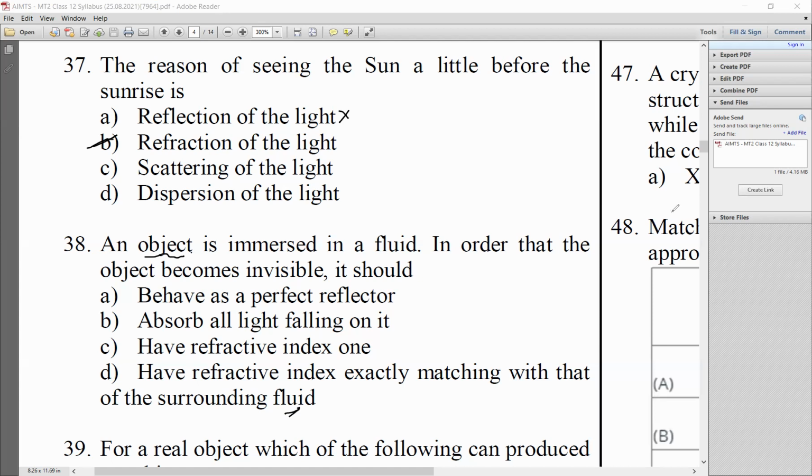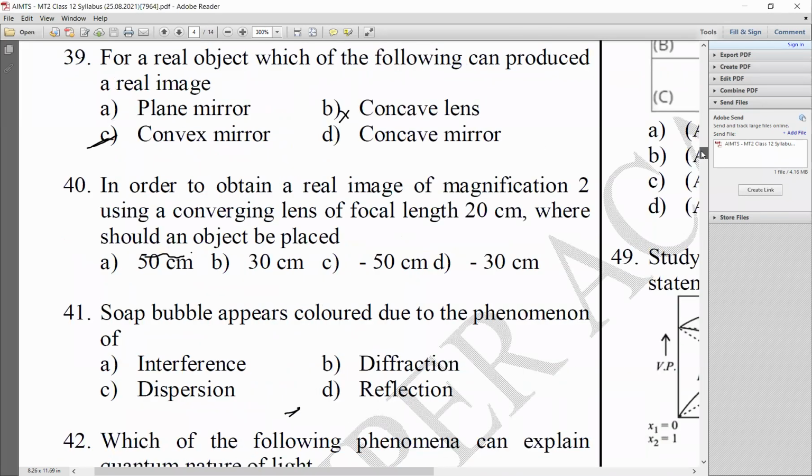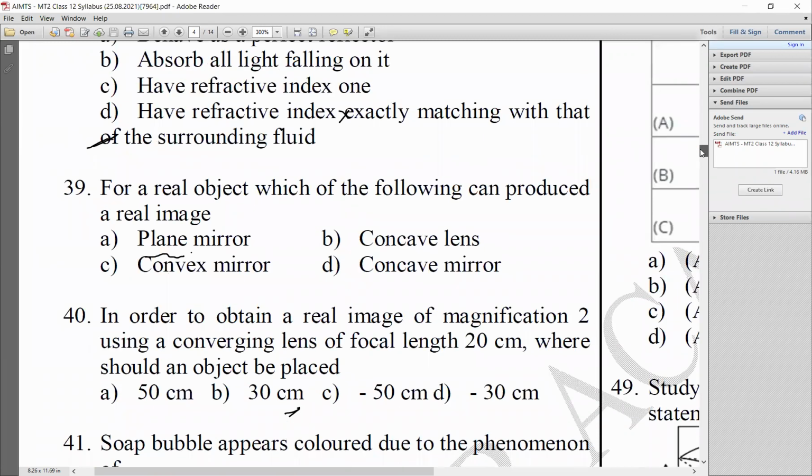Next, 39. For a real object, which of the following can produce a real image? I want a real image. Plane mirror won't form a real image. Concave lens? Concave mirror? Can a concave mirror form a real image? Yes, a concave mirror can form a real image. Convex mirror cannot form a real image. Concave lens cannot form a real image. Always forms virtual. So option D is correct.